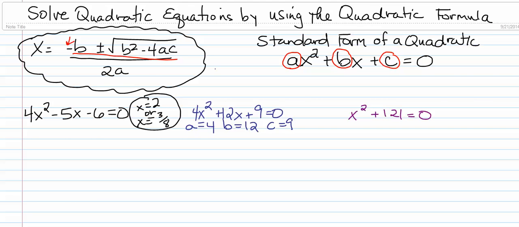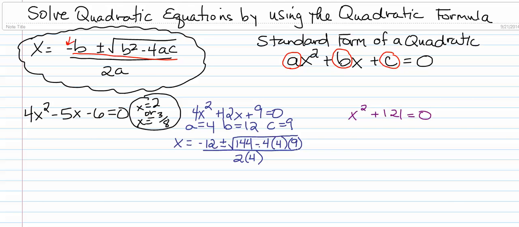Okay, so x equals the opposite of b. Well, the opposite of b is a 12. Opposite of 12 is going to be -12, plus minus the square root of b squared. 12 squared, I showed you in a different video, is 144. Minus 4 times 4, because a is 4, times 9, because c is 9. All over 2 times 4, because again a is 4.